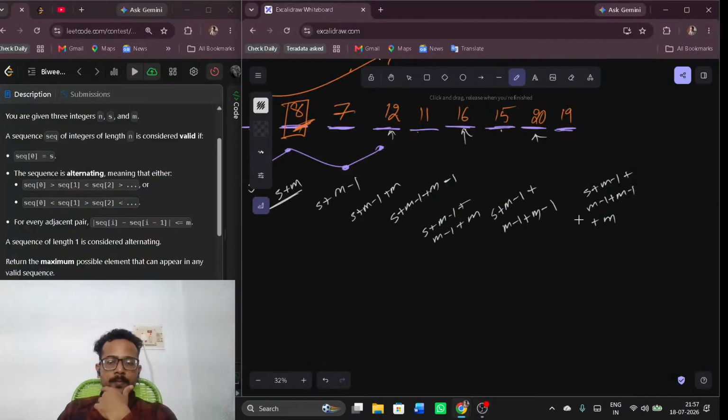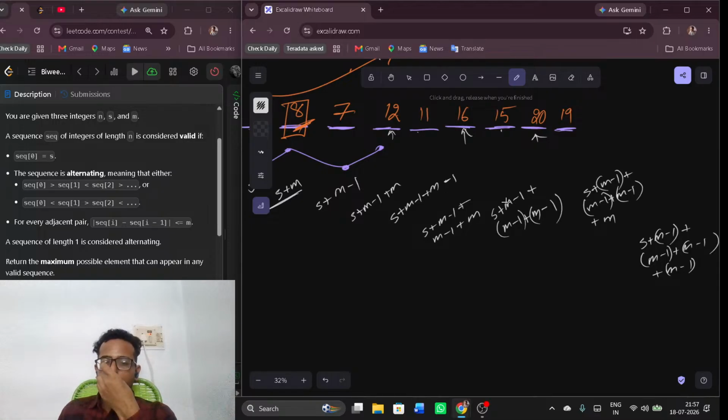Let me get to you once I explain this. Now again I'm doing S plus M minus 1 plus M minus 1 plus M minus 1 plus M minus 1. I'm just having this M minus 1 for how many times? If you see, I'm repeating that again and again.